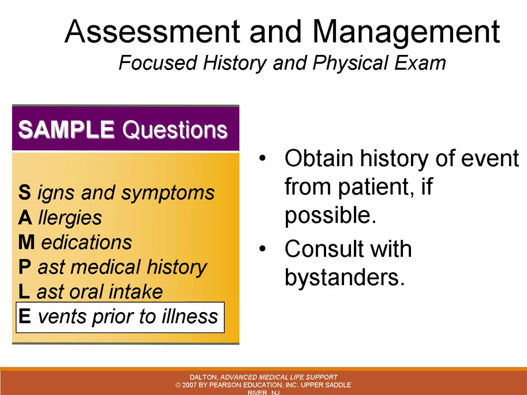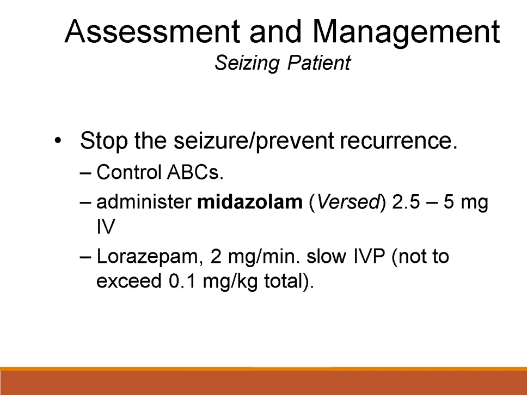Events leading up to the illness: obtain any sort of history from the person. Are there any fevers or any recent contact with someone else who was sick? Maybe you have to consult bystanders on this one too. So assessment and management: stop the seizure, prevent a recurrence. Obviously your ABCs. This is still airway, breathing, and circulation.